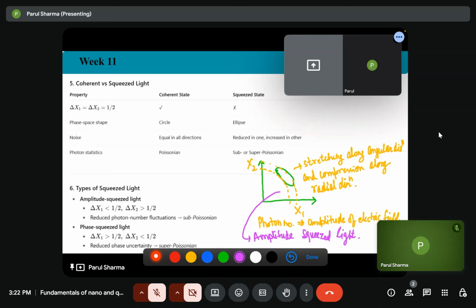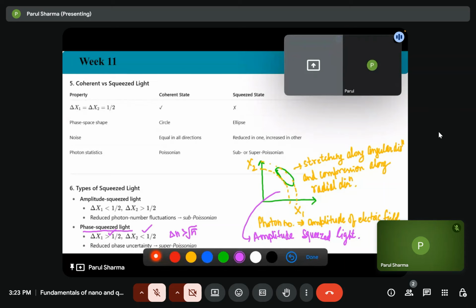Okay, so now what about the photon statistics? For the phase squeezed light, we saw that delta x1 is greater than 1 by 2, delta x2 is lesser than 1 by 2, and delta n is greater than root n bar, because the number of photons is increased. It means delta n is greater than root n bar and it will follow the superposition.